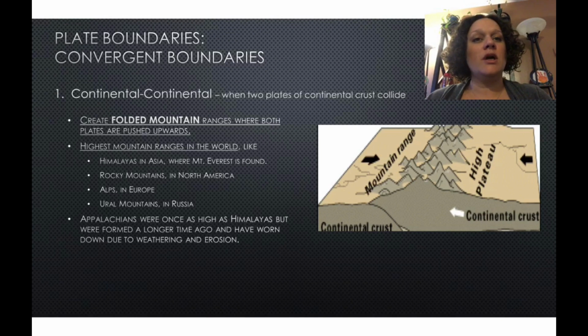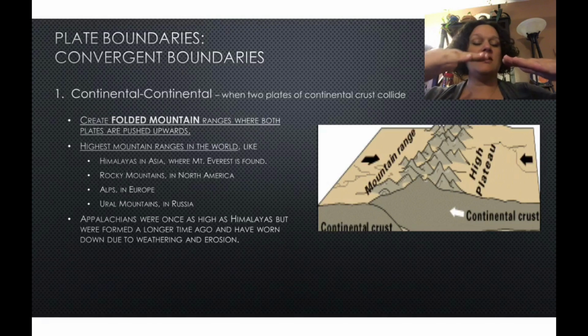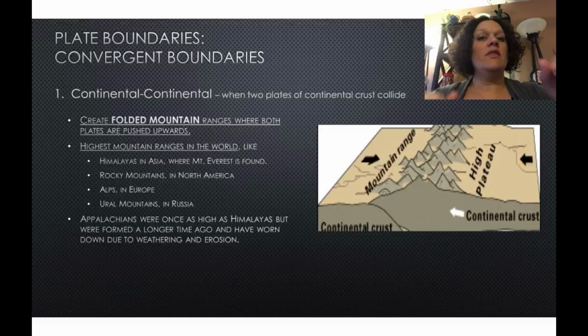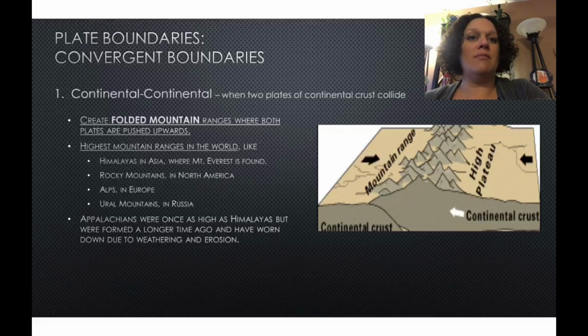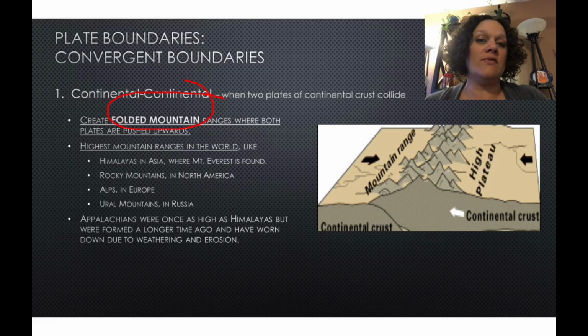Okay, so I was just talking about continental convergent boundaries. So convergent again means that they come together. And if you've got two continental crusts, they're going to come together and they're both not very dense. So what's going to happen is they're going to push up and form mountains. So that's where we get what's called the folded mountain chains, these folded mountain ranges, okay, where both plates are pushed upward. Okay, so we get our highest mountain ranges in the world because of this.